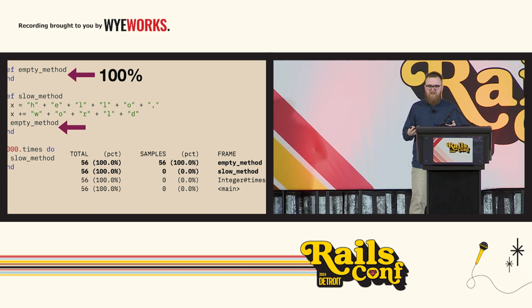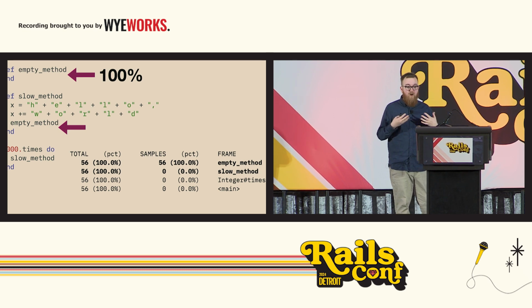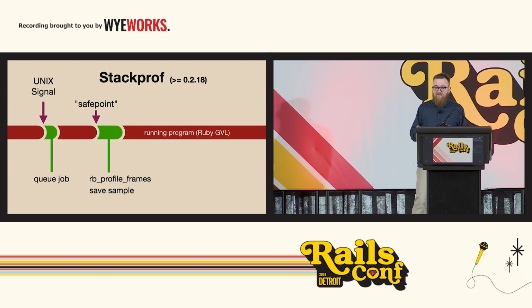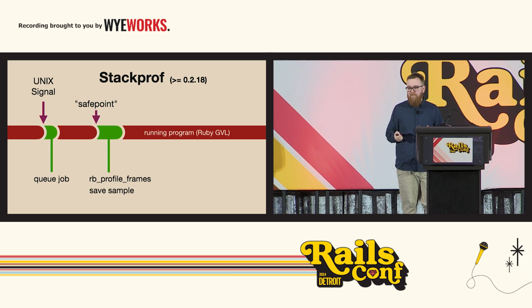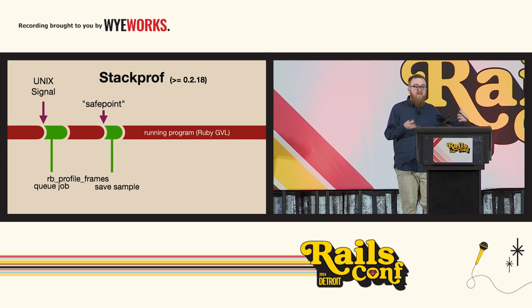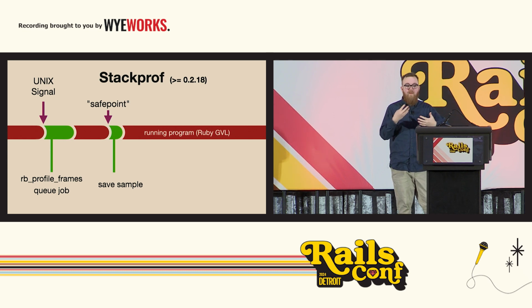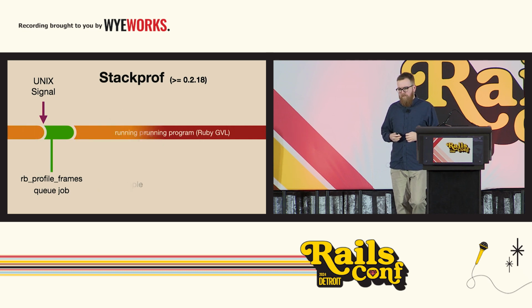And I've since learned this is a problem other languages have had too. I think the JVM also has this safe point bias problem. So a couple years back, I tried fixing this in StackProf, or I did fix this in StackProf by taking the frame collecting and moving it into the Unix signal, and then only doing the saving of the sample at the safe point. And this helped a lot. This removed the bias, but it still had some issues.